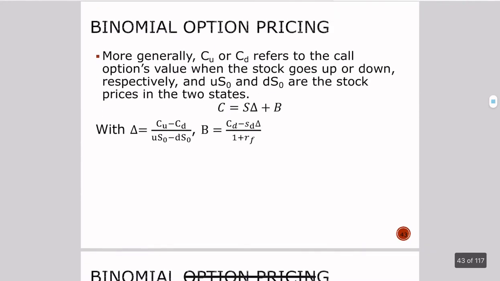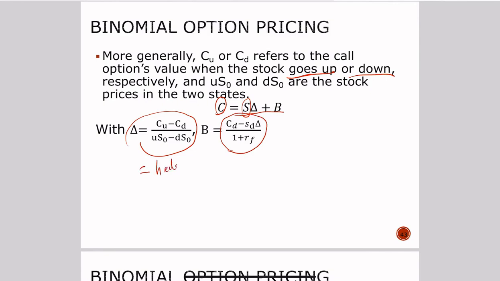We have a general formula. If the possible stock prices have only two values, go up or down, then the call price can be given by this formula, where S is the stock price, delta is given by this formula, and B is given by this formula. We also learned that this delta is essentially the hedge ratio.